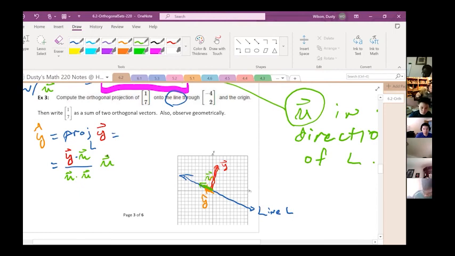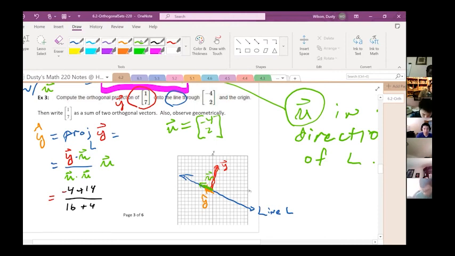Let's make sure you're seeing our vectors. So again, what's our U vector? In our case, remember that U is (-4, 2), but it could have been something else. And our Y vector is here. So Y dot U would be 1 times negative 4 or negative 4 plus 7 times 2 is 14 over U dot U, which would be negative 4 times negative 4 or 16 plus 2 times 2 or 4. And then we're going to multiply by U.